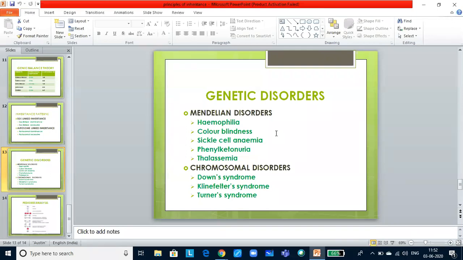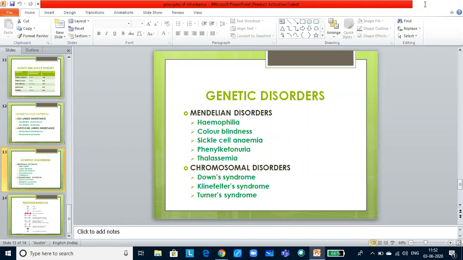Now, Turner syndrome, this disorder is due to the absence of one of the X chromosomes, that is 45 with XO, and these females are sterile as ovaries are rudimentary, besides other features including lack of other secondary sexual characters.